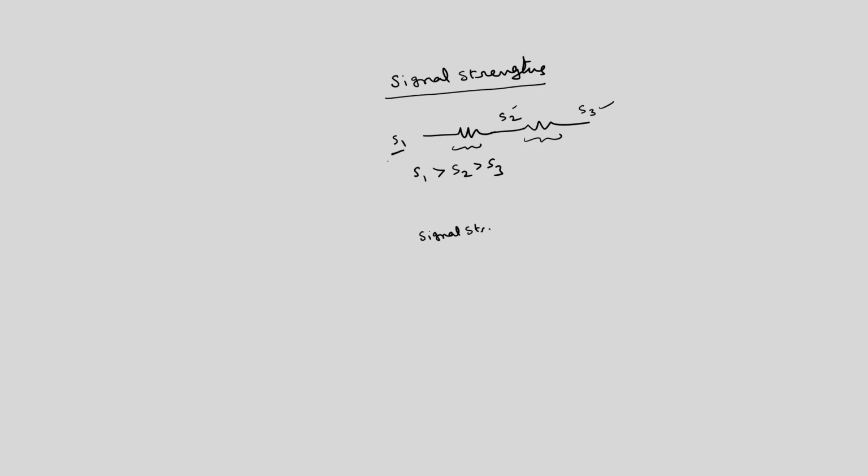Signal strength, and corresponding to each signal strength there is some name. Then we have what type of signal this is. So, we have a total of 8 such signals.